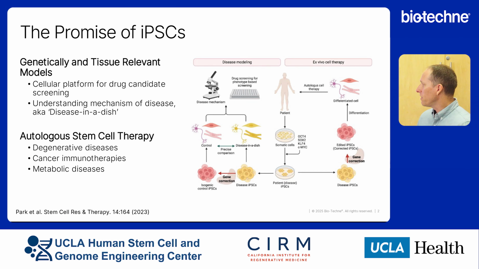So I'm going to focus on a little of that, and I'll just start off by saying the promise of stem cell research and iPSCs is, one, that you can generate genetically and tissue relevant models, so being able to use these models for drug screening or for understanding mechanisms of action or mechanisms of disease. And the other is being able to generate these stem cells for potential stem cell therapies for degenerative diseases, cancer immunotherapies, and also metabolic diseases.